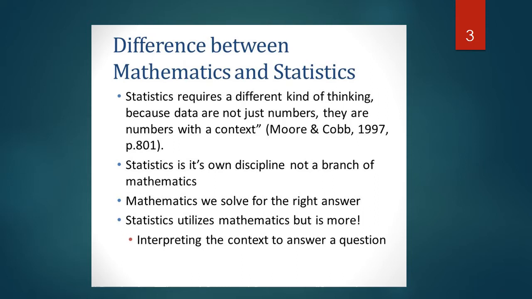Statistics requires a different kind of thinking because data are not just numbers, they are numbers with a context. That is the major difference between mathematics and statistics. There is another: statistics is its own discipline, not a branch of mathematics. They have two different paths. In mathematics we solve for a right answer. That's the main objective in mathematics. Statistics utilizes mathematics but is more about interpreting the concept to answer a question.